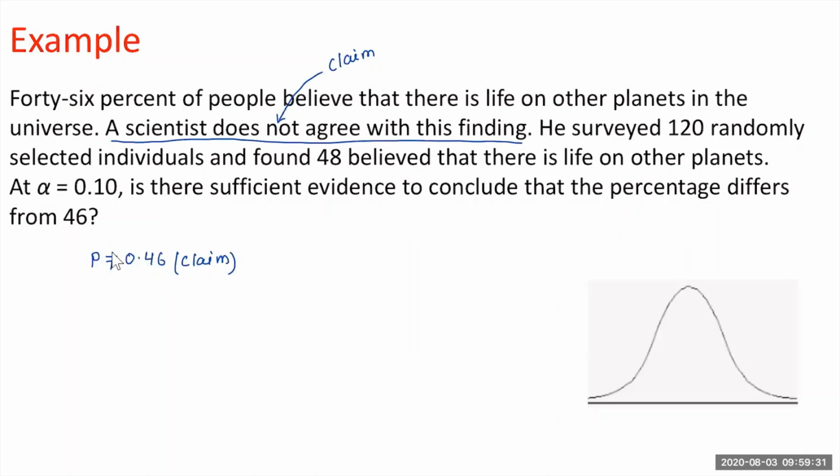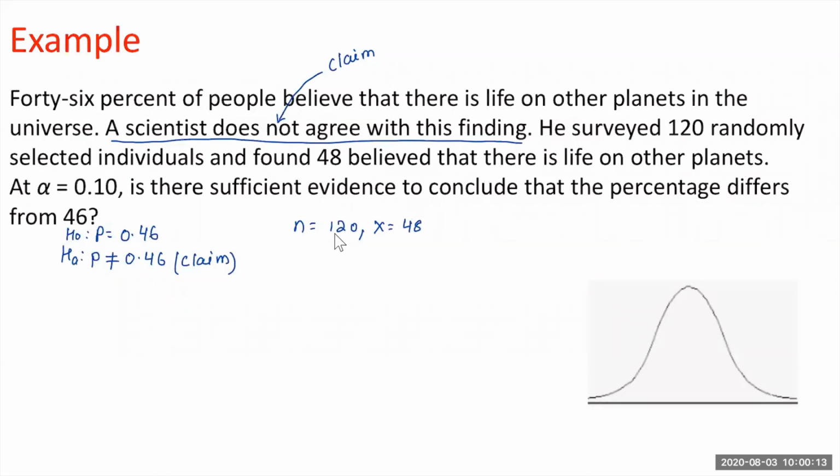That is the claim. So since this does not contain an equal sign, this must be the alternative hypothesis. That means your null hypothesis must contain the equal sign. So p equals 0.46, that is your null hypothesis. Also, there is some additional information given here. She surveyed 120 randomly selected individuals, so n equals 120, and found that 48 support that, x equals 48.